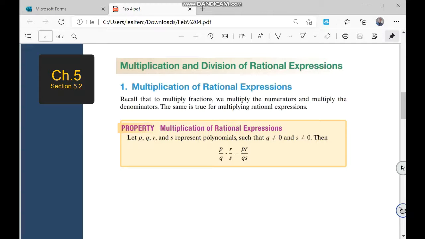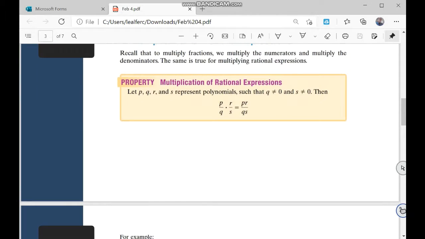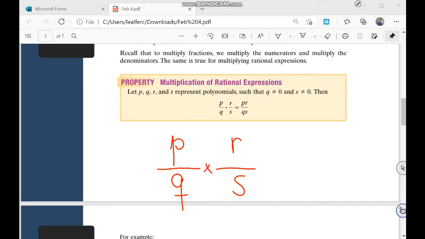Okay? So check this out. If we have, let's say, a rational expression, p over q, where p is a polynomial and q is another polynomial, and we have another rational expression, r over s, where r is a polynomial and s is another polynomial, how can we work out the multiplication of those rational expressions? How can we find the answer for this?